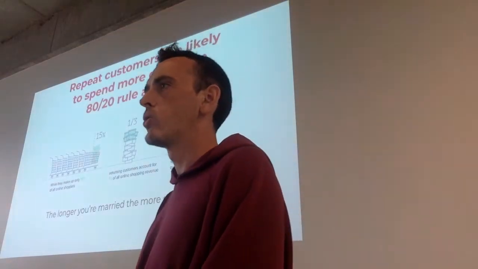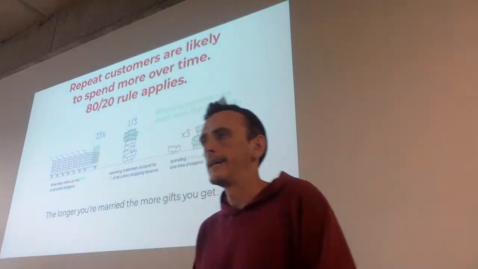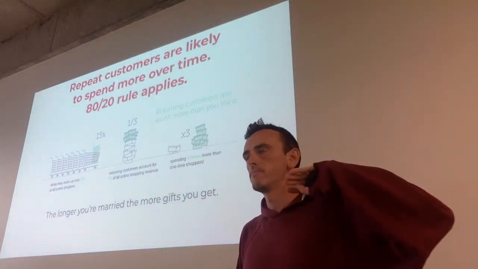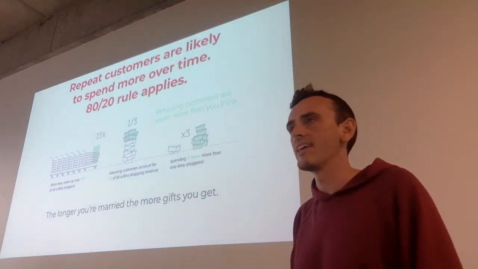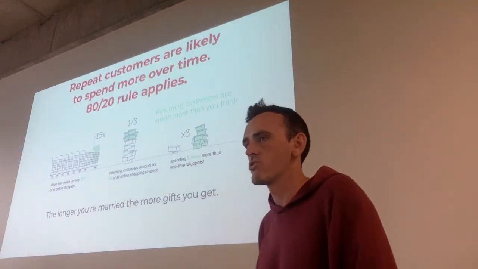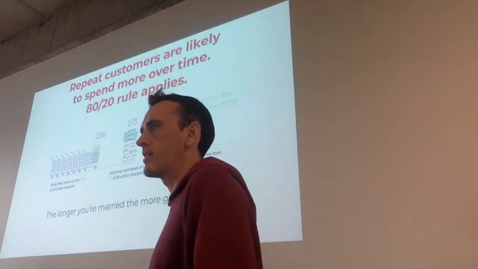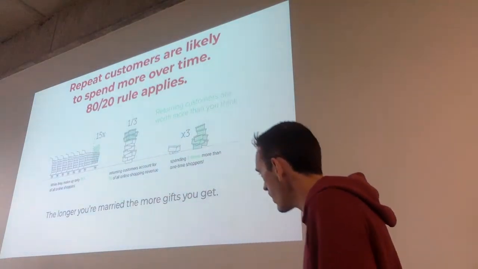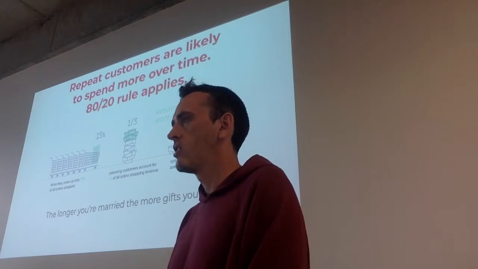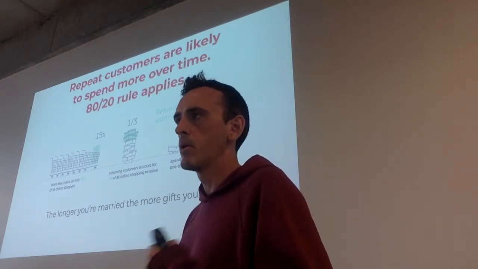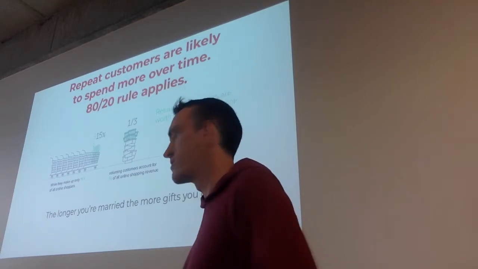Furthermore, repeat customers are likely to spend more over time. It's kind of the 80-20 rule. I'm not sure if you've dug into the data on your customers. For all the different companies I've worked for, this is correct every single time: 20% of users stand for 80% of the revenue, which also means there's a ton of possibilities when it comes to optimizing for them. Again, the longer you're married, the more gifts you get. You don't really get gifts when you're dating, but when you're married, you get Christmas gifts, birthday gifts, everything, right? So it's kind of sweet.